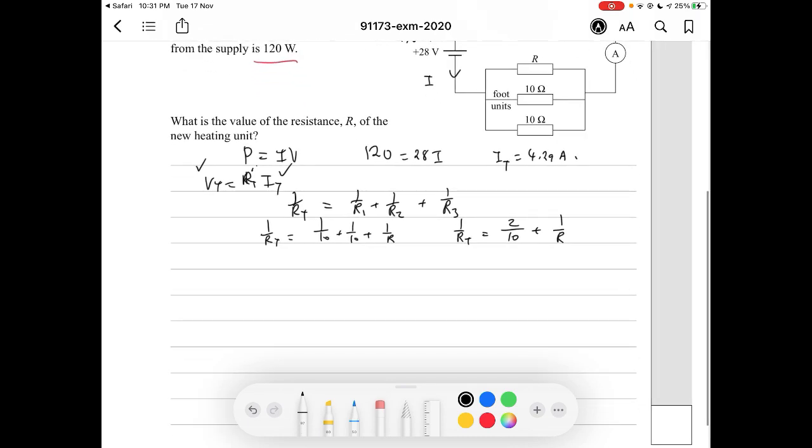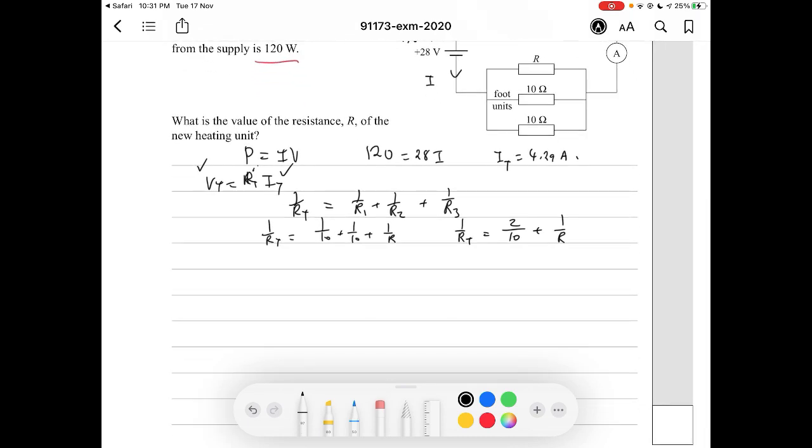Plus 1 over R. And using some algebra, we can actually join this up to make it one fraction. So 1 over R total equals, in this case, we're going to cross multiply. So we have 2 times R over 10R, and we're going to add 10. So add 10 times 1, which is add 10. So we should get 1 over the total resistance equals 2R plus 10 over 10R.